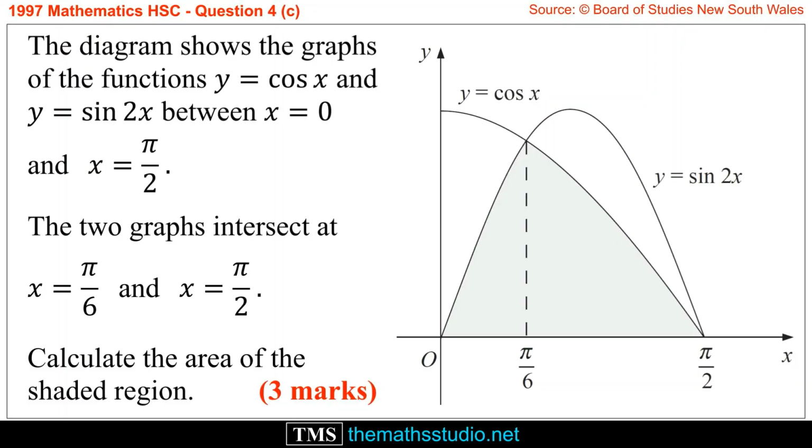Question 4, Part C. The diagram shows the graphs of the functions y equals cos x and y equals sine 2x between x equals 0 and x equals pi over 2. The two graphs intersect at x equals pi over 6 and x equals pi over 2. Calculate the area of the shaded region.